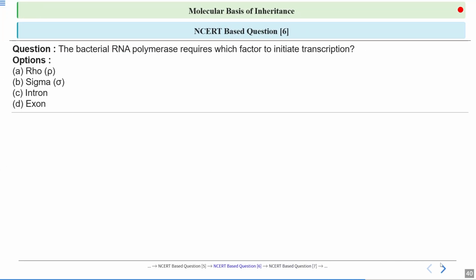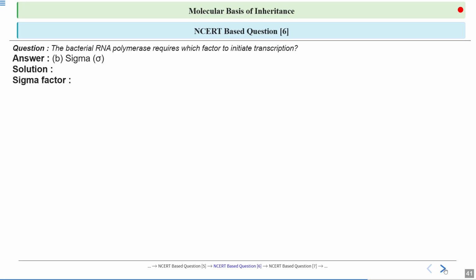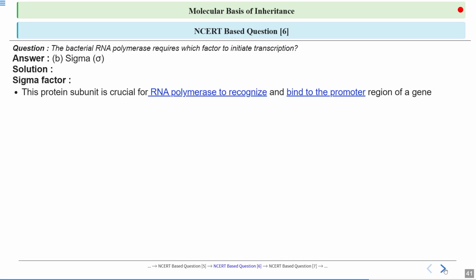Next question says: the bacterial RNA polymerase requires which factor to initiate transcription? Is it rho, sigma, intron or exon? So we know that intron and exon are the regions of mRNA, the coding and non-coding regions. So is it rho factor or sigma factor which is going to initiate the transcription? We know it is sigma factor which is going to initiate.